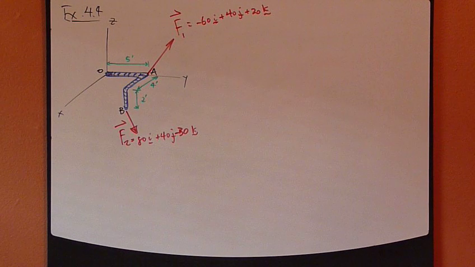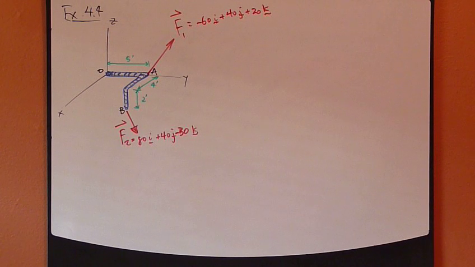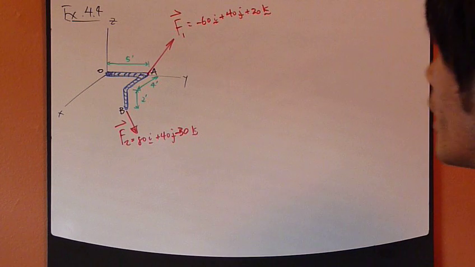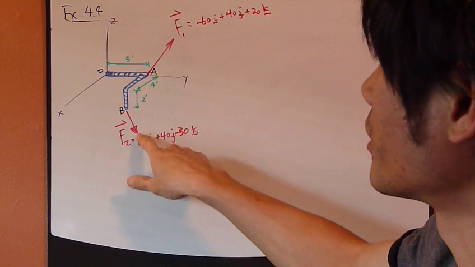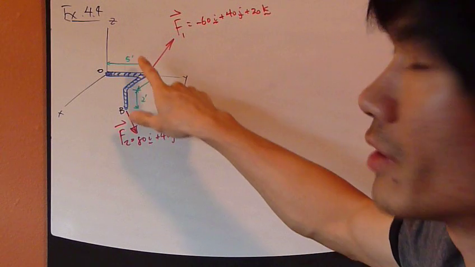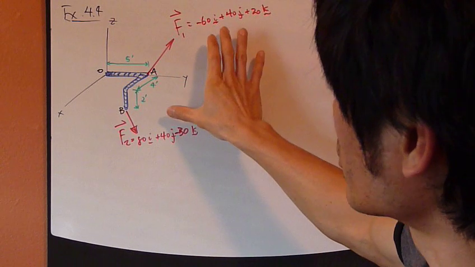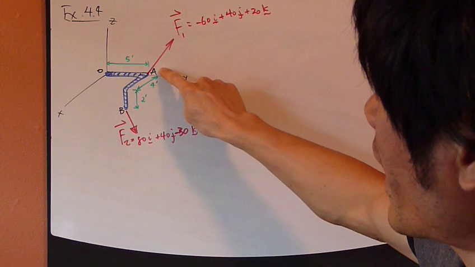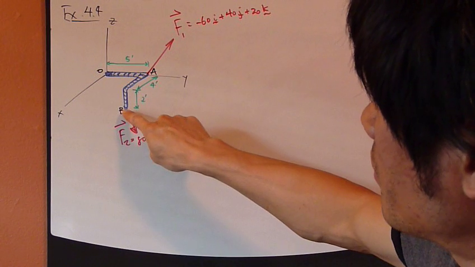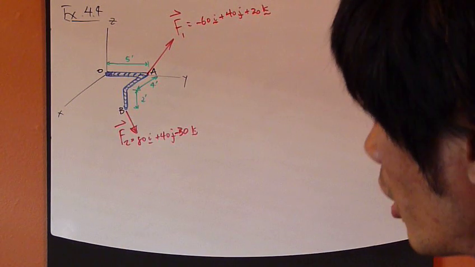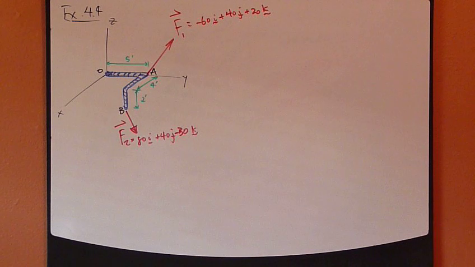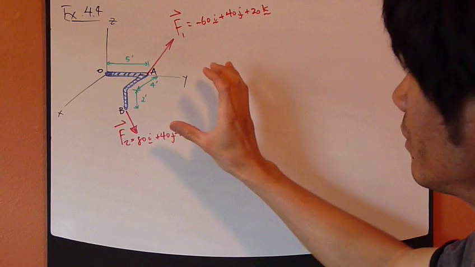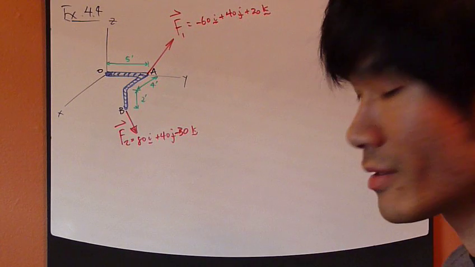Okay, let's look at an example. I'm going to do example 4.4 in the textbook. Now, there's this rigid body right here, and the dimensions are given. It's subject to two forces, F1 and F2, applied at point A, this corner, and point B at the end of this metal bar. You're asked to calculate the combined moment created by these two forces.